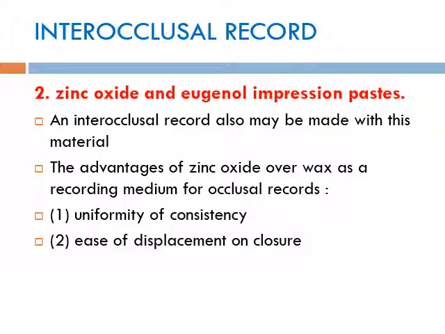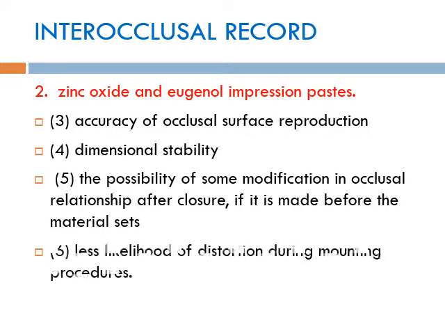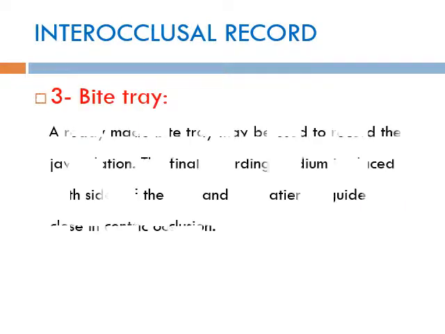Zinc oxide and eugenol impression paste. An interocclusal record may also be made with this material. The advantages of zinc oxide over wax as a recording medium for the occlusal record: uniformity of consistency, ease of treatment on closure, accuracy of the occlusal surface reproduction, dimensional stability, and the possibility of some modification in the occlusal relationship after closure, as it is made before the material sets. Less likelihood of distortion during closure.